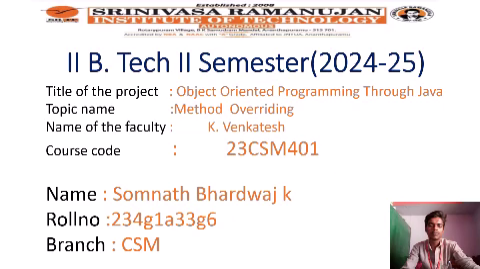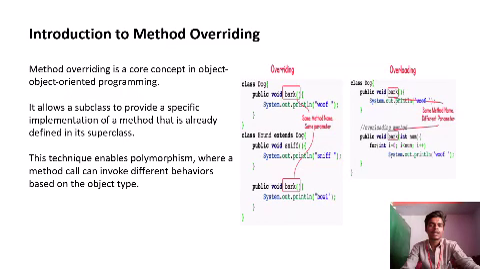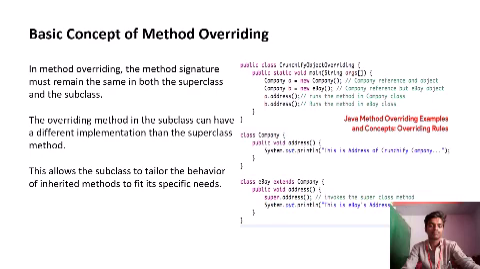Today my topic is method overriding in object-oriented programming through Java. Introduction to method overriding. Method overriding is a core concept in object-oriented programming. It allows a subclass to provide a specific implementation of a method that is already defined in its superclass. This technique enables polymorphism, where a method can invoke different behaviors based on the object type.